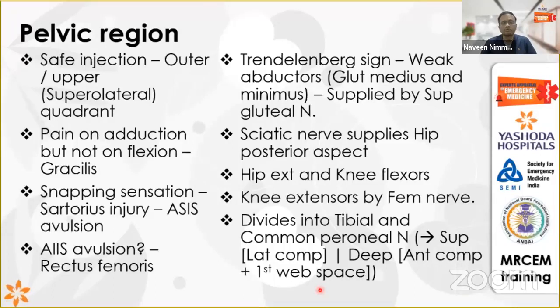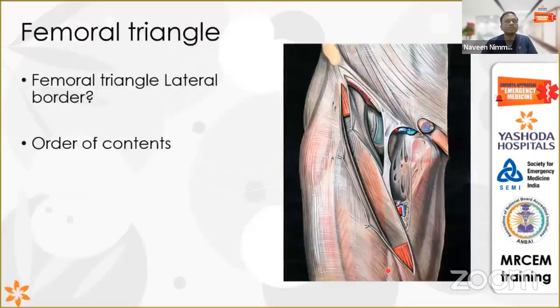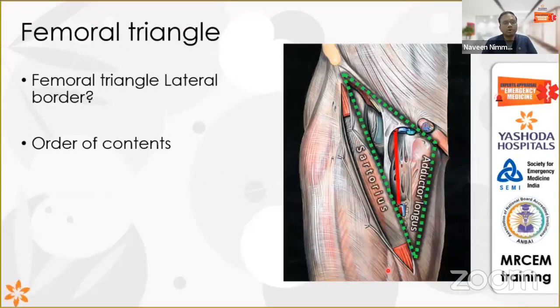So that is nerve on the lateral side, artery in the middle, then the vein and lymphatics. So nerve, artery, vein, N-A-V, that is the order of contents. Similarly, lateral border is, if you can notice, the sartorius muscle has been cut here. So the sartorius muscle makes up the lateral border of femoral triangle.